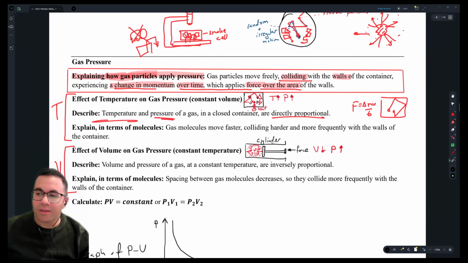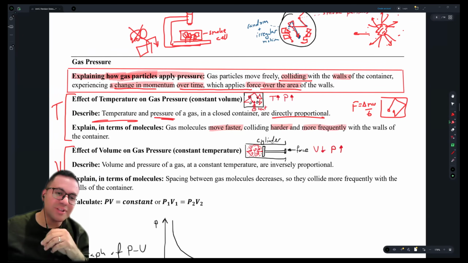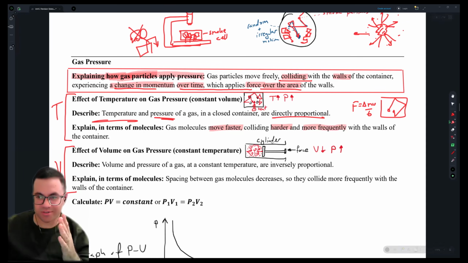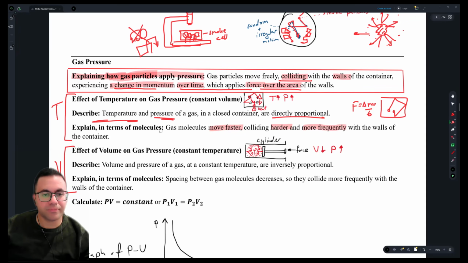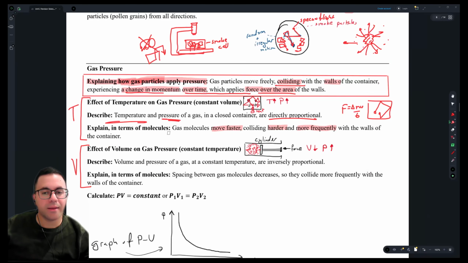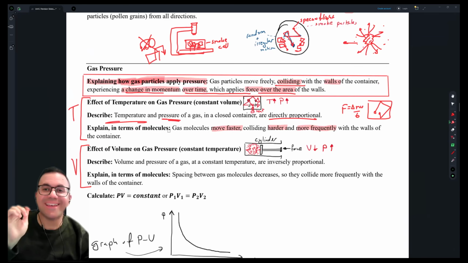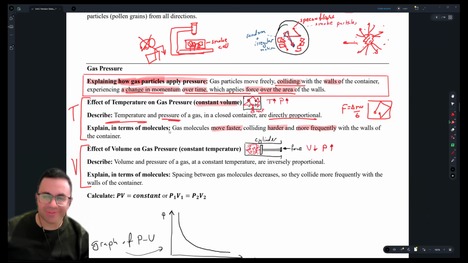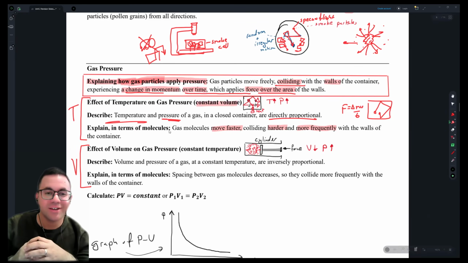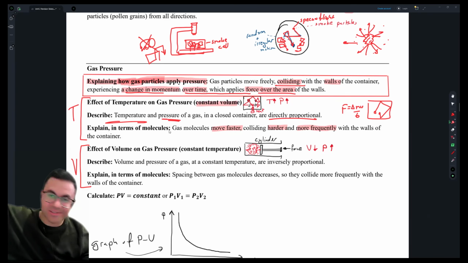So you have to mention a few keywords here. The gas molecules move faster, so they collide harder, or you can say with more force, and more frequently, meaning the number of collisions increases. Stronger and more frequent collisions with the walls of a container. Okay? So temperature and pressure are directly proportional, if the volume is constant, like if I keep the gas trapped, because if you don't keep the gas trapped, it'll expand, so the pressure doesn't change.